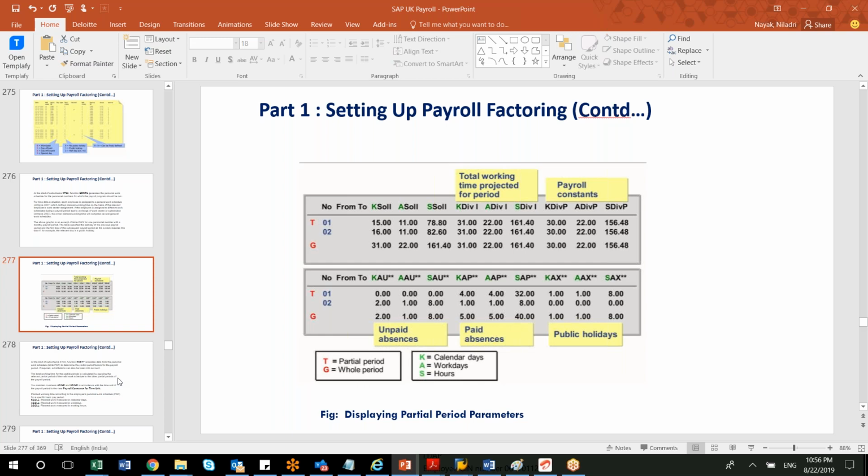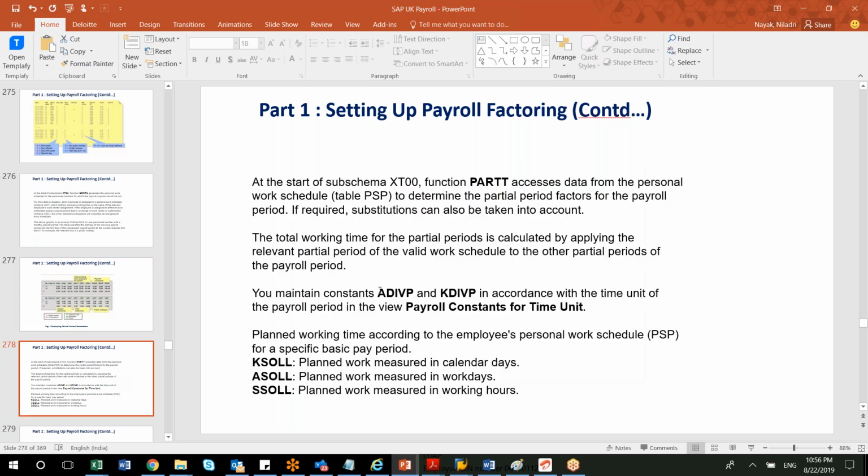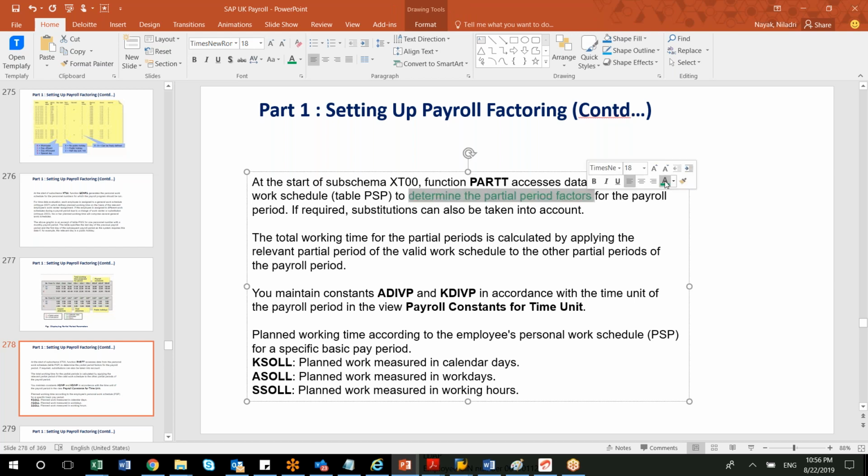So today I'll be covering the concept part. Here I have explained what these constants are. As I was explaining, DPP, what is the meaning of that? This one I have already explained, this PARTT. This function is responsible for determining all the partial period factors. It will be in the XT00 schema or subschema. For UK payroll it is GT00. Inside that, this function is responsible for generating all those partial period factors.